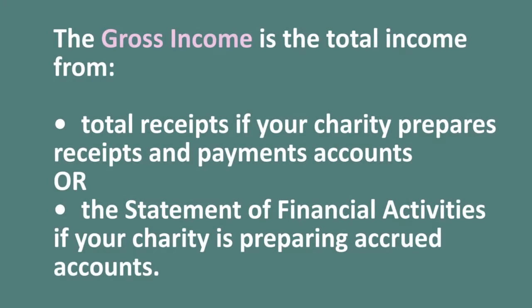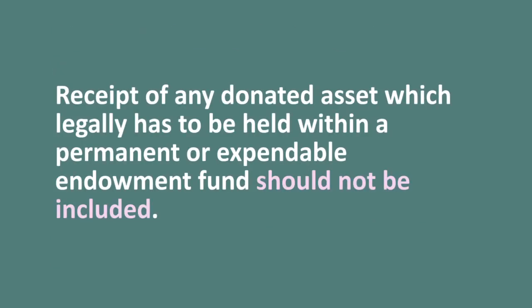The gross income is the total income from total receipts if your charity prepares receipts and payments accounts, or the statement of financial activities if your charity is preparing accrued accounts. Receipt of any donated asset which legally has to be held within a permanent or expendable endowment fund should not be included.